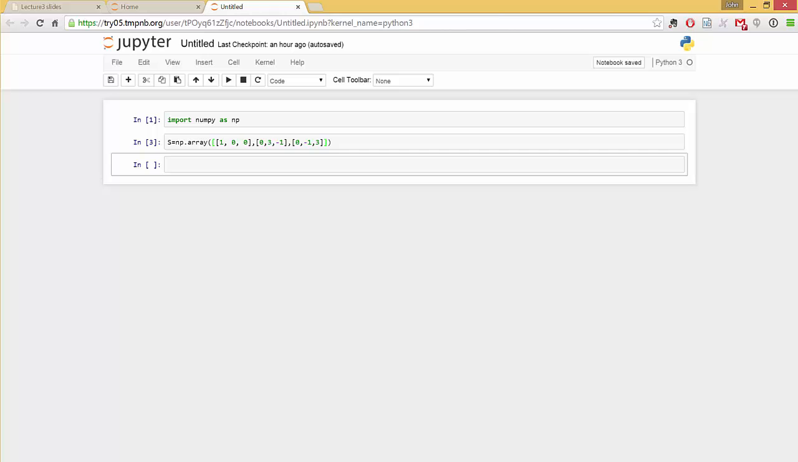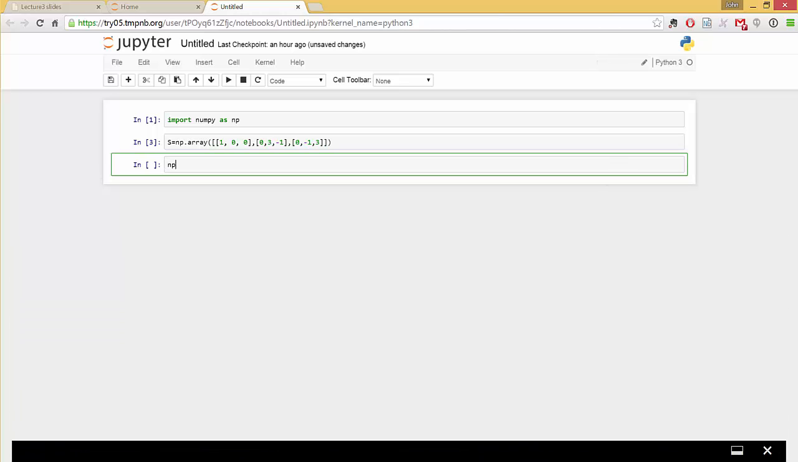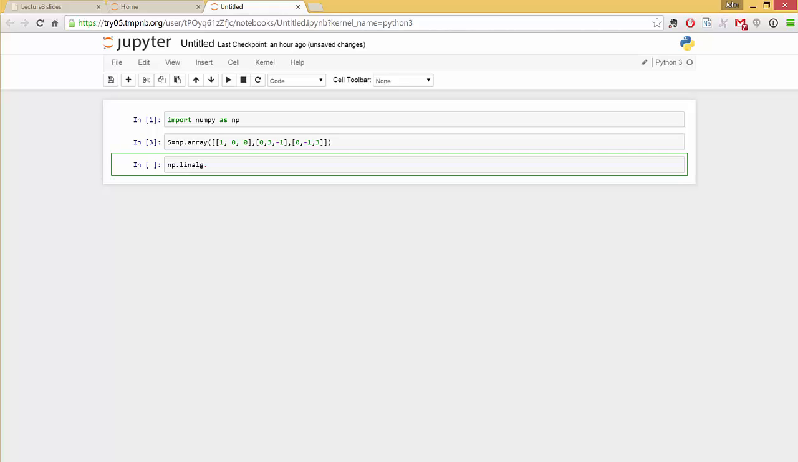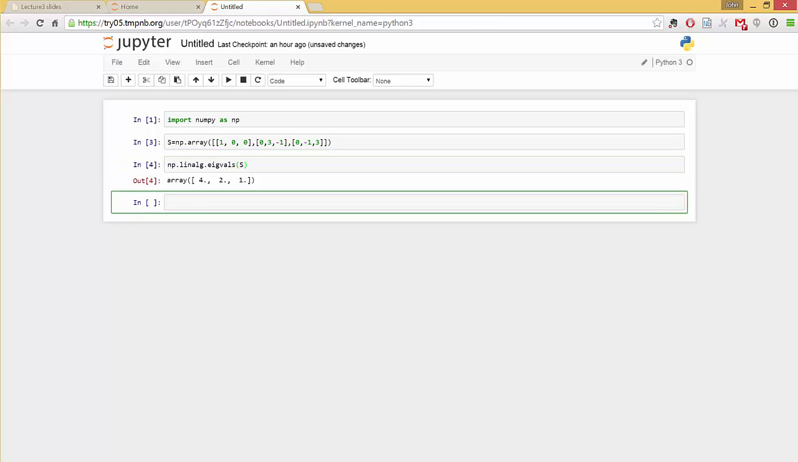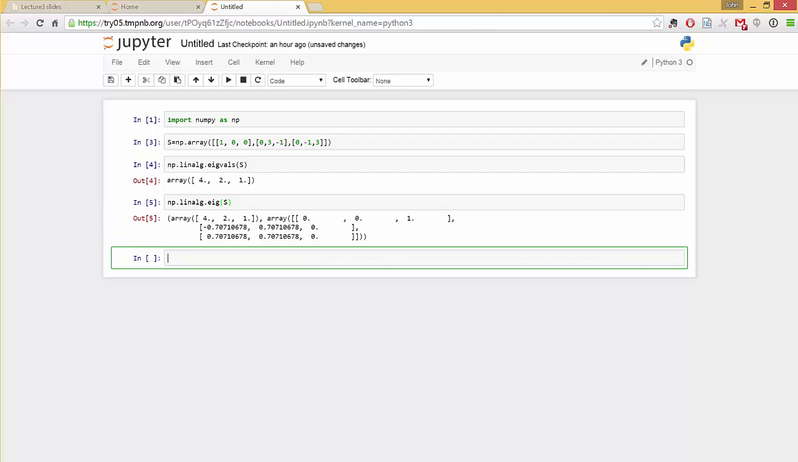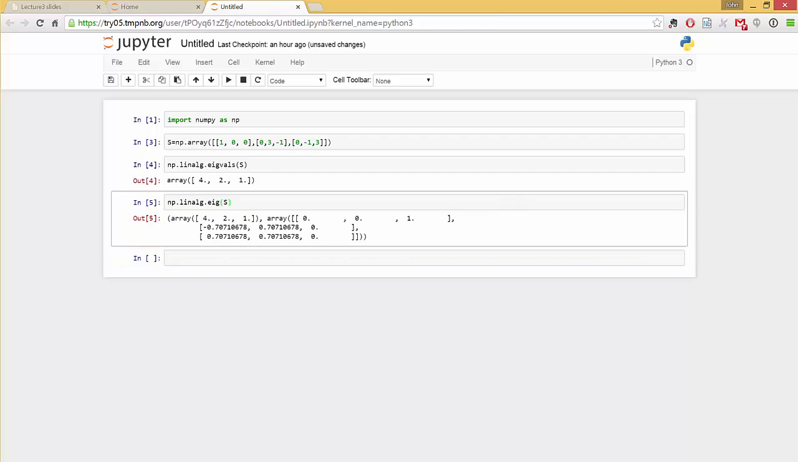Okay, so I should be able to then do np.linalg.eigvals of S. Okay, so I solve for the eigenvalues of S. I think if I just do eig, it should give me the eigenvectors as well. So it actually gave me the eigenvectors and the values.